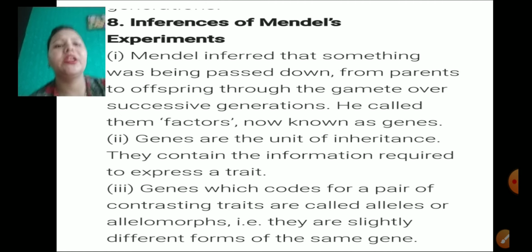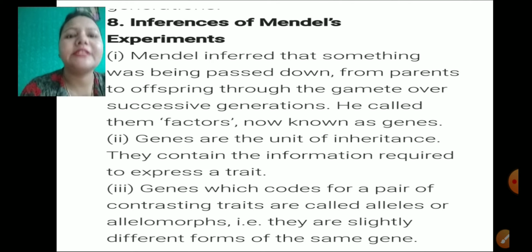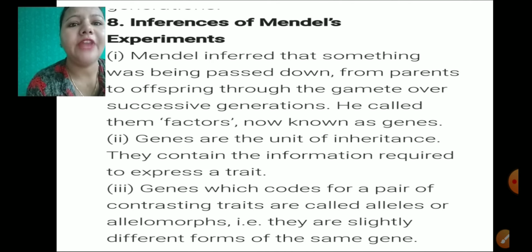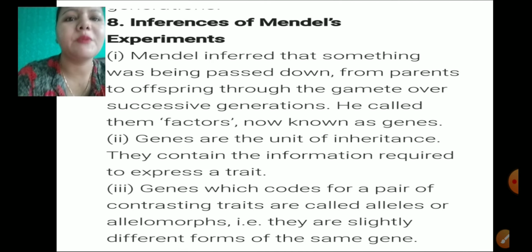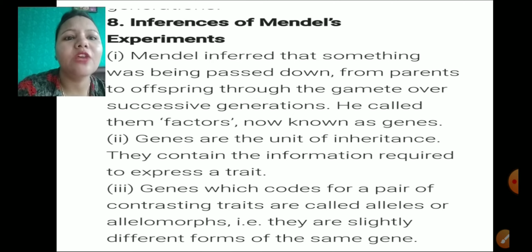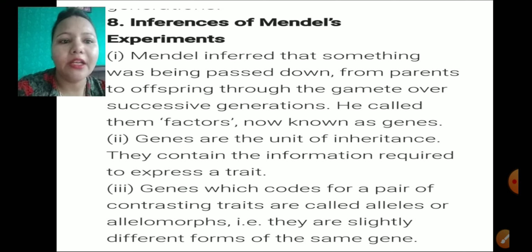Now, what are the inferences of Mendel's experiment? Mendel inferred that something was there that is passed on from parents to offsprings. What was that thing? He called it factors. Now, factors are termed genes. So, what are genes? Genes are the units of inheritance. They contain the information regarding a trait that is passed on from one generation to another generation.